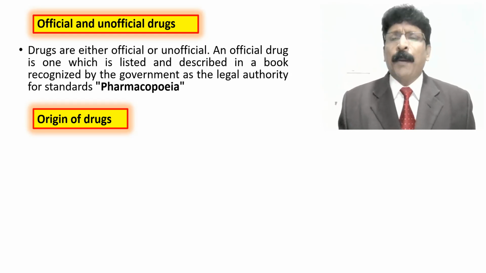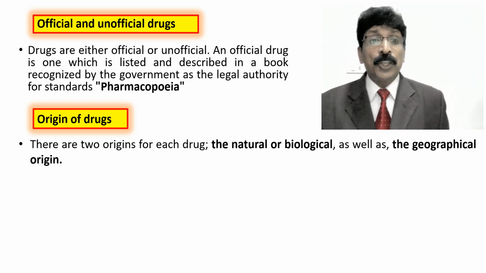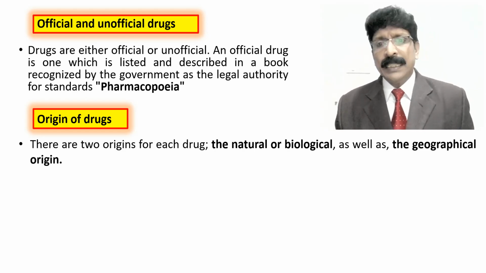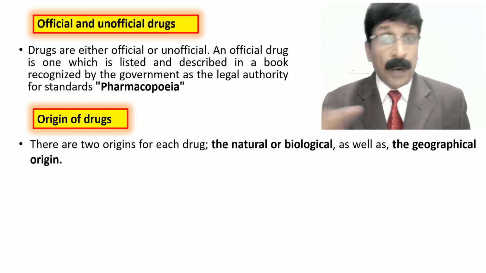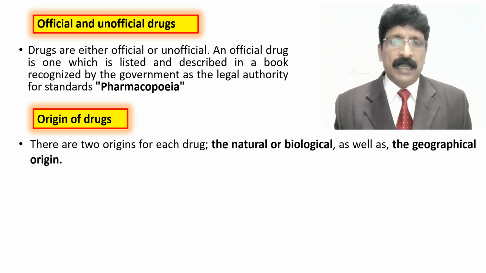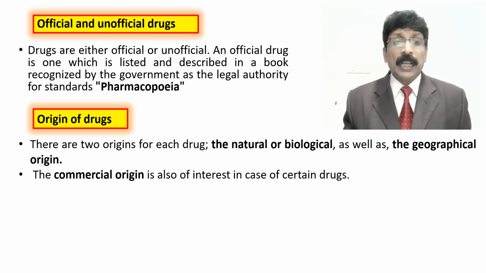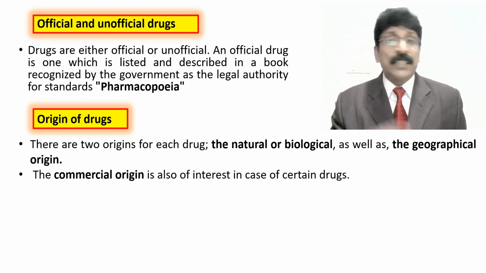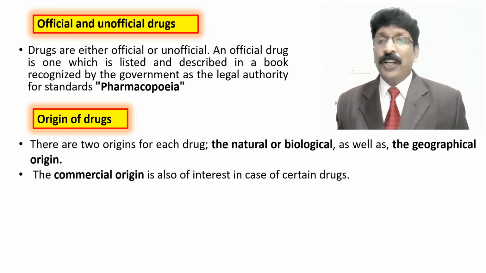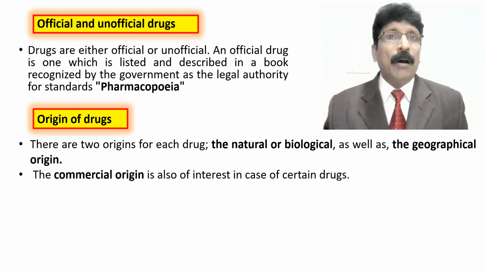Officially they will publish. Origin of the drug, as we have discussed, there are two origins mainly for each drug: the natural or biological as well as geographical origin. Apart from that, one more we added in the last slide, commercial origin, is also usually available. The commercial origin is also of interest in case of certain drugs. Most of the drugs need the commercial origin also. So natural or biological origin, geographical origin or commercial origin.